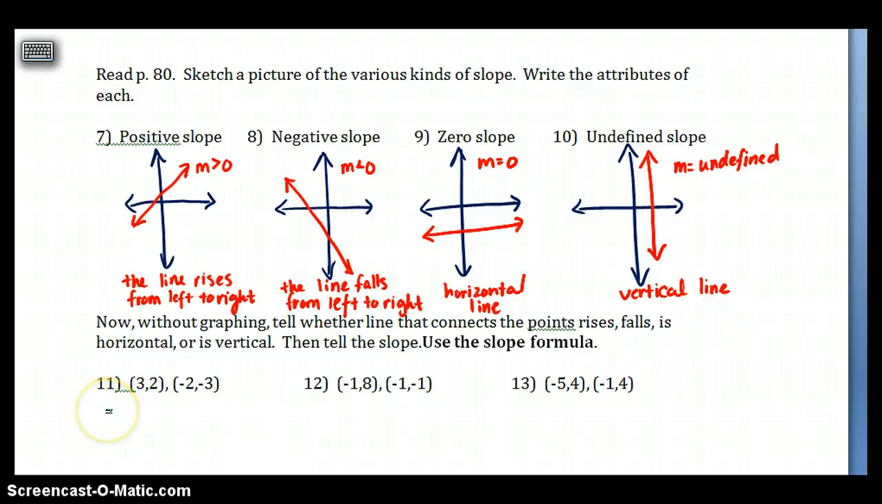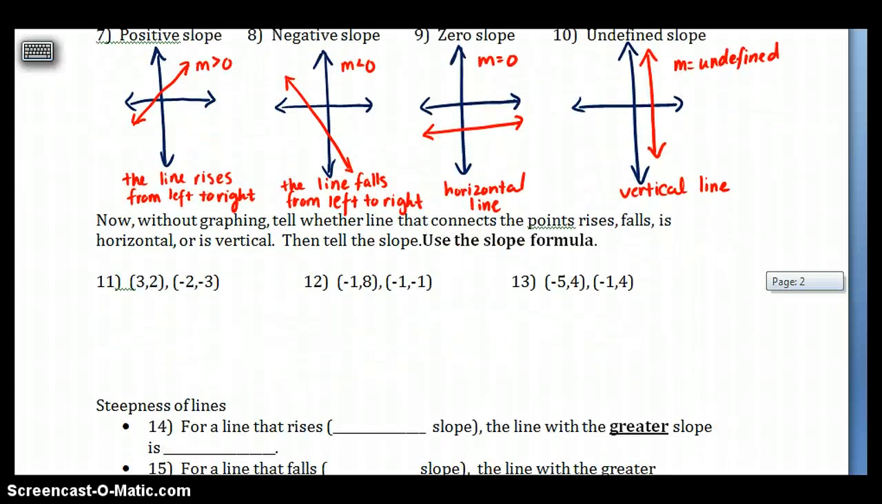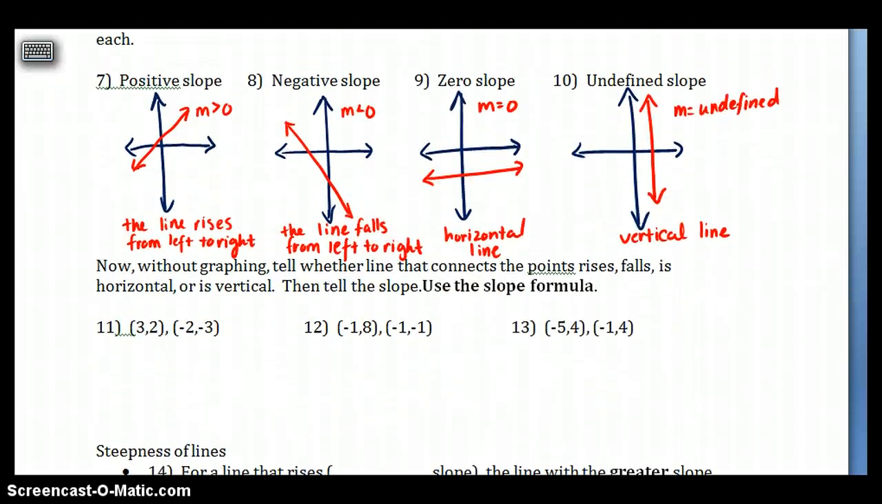In these next 3, 11, 12, and 13, you'll see 3 of the 4 in action. So let's get 11 done together, or get you started, then you'll do the rest, and then I'll put steepness of lines on another recording.